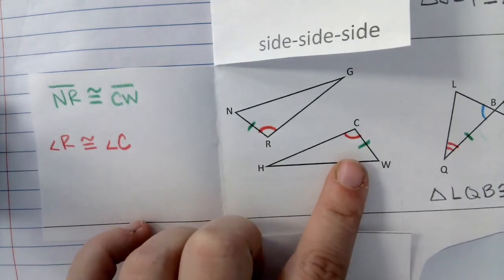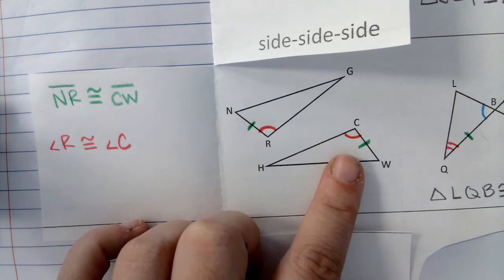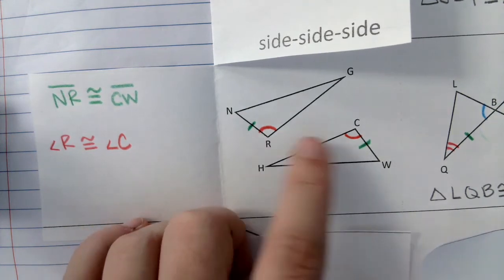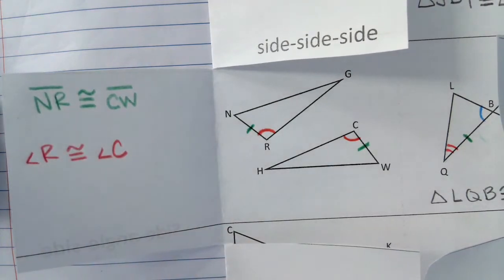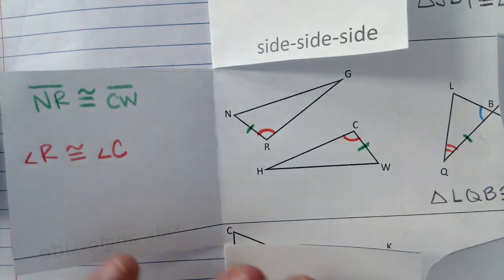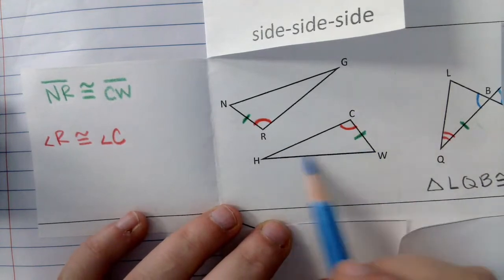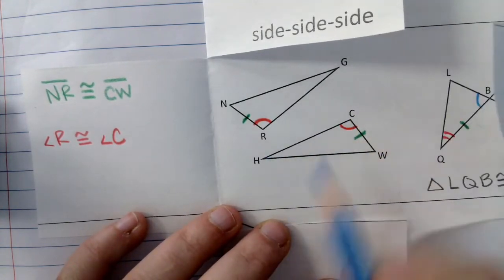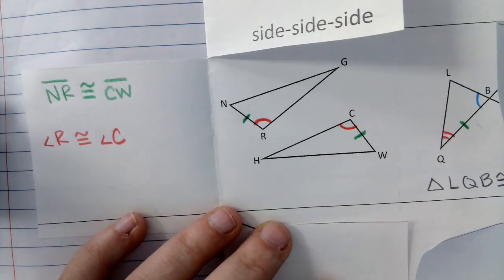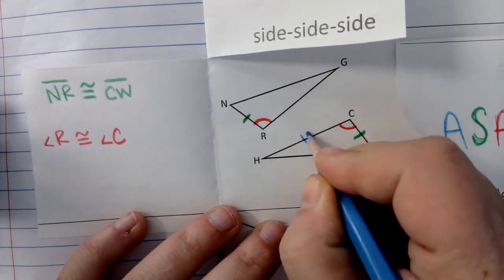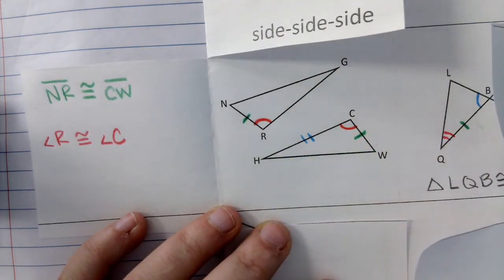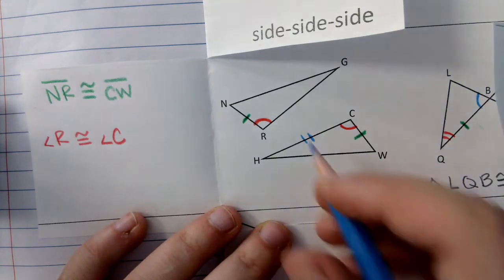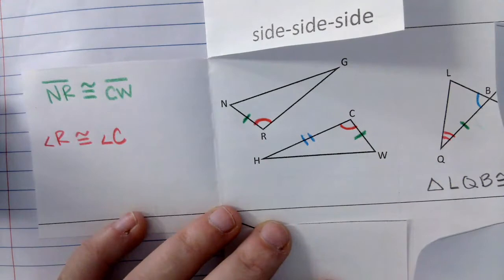Alright, now for the other side, I want the other side to be where that angle connects. So, does that angle connect CW and HW? Or does it connect CW and CH? CH, yep. Nice job, Gabby. So the next side is this one here where it connects that. And CH will be congruent to GR, or RG, however you want to label that.